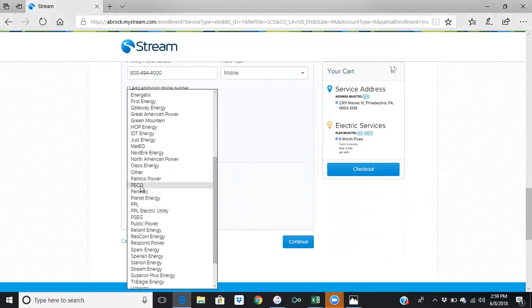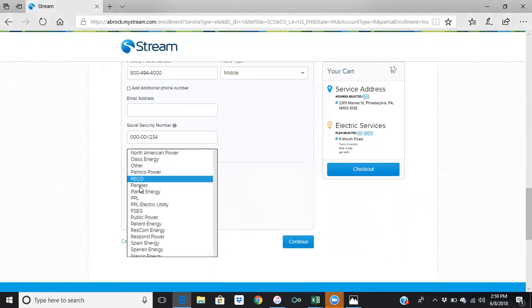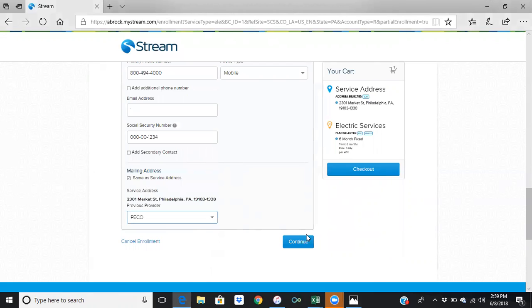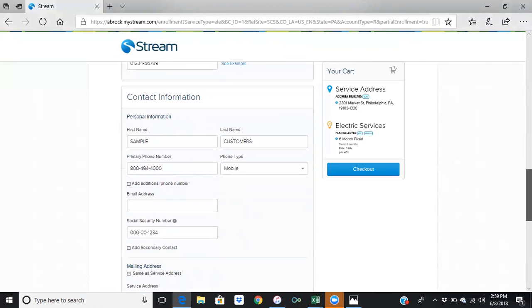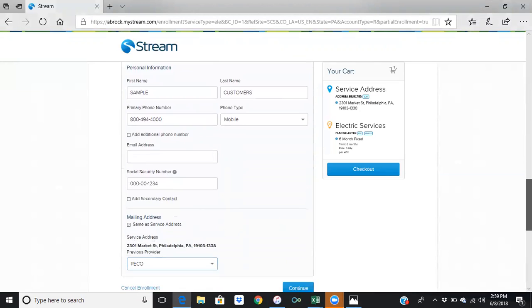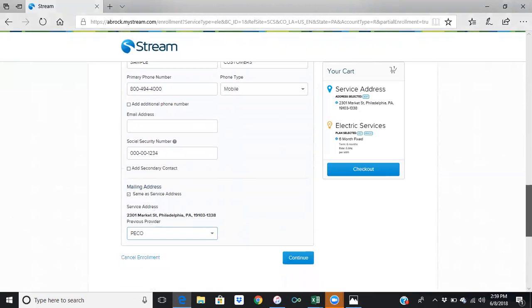You will go down to where it says PECO. If that third-party supplier is not listed on the bill, you're just going to select other, and that's fine. For this case, we're going to select PECO. And we've entered everything that we need to switch this bill. You're going to go back and make sure that you review all the information before you click submit to make sure it is all accurate and correct.